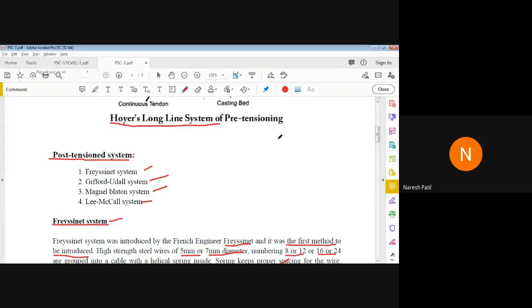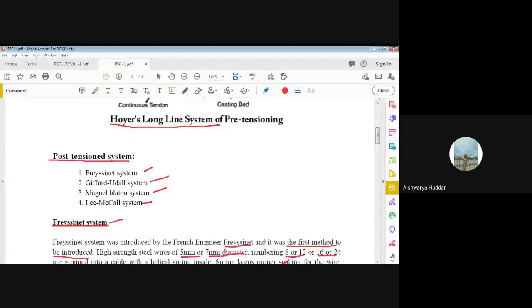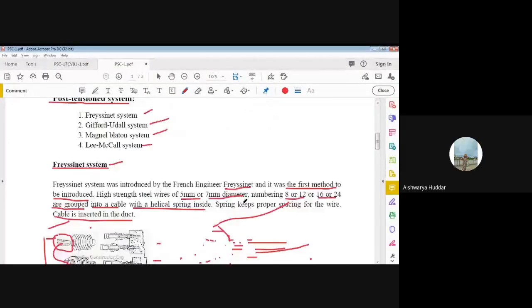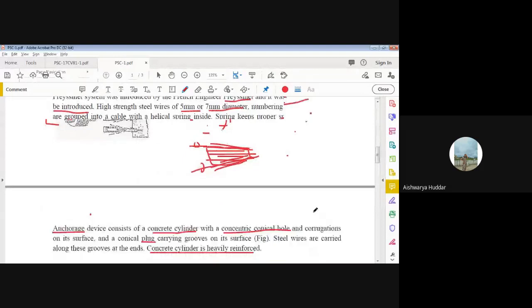Anyone having doubt in this? Anyone having doubt? Please. Aishwarya? Yes, sir. Any doubt? Any doubt? No, sir. Okay. So I'll move on to next.